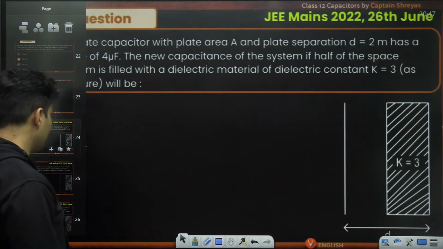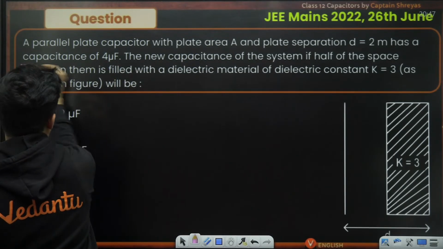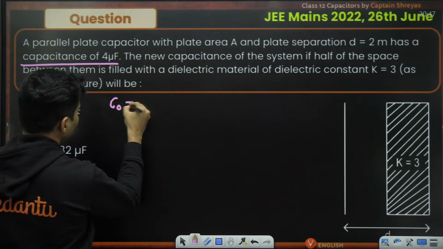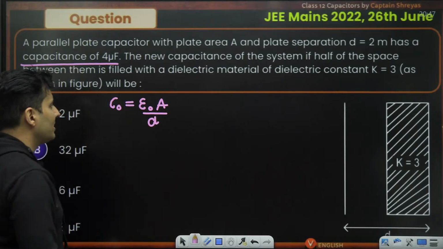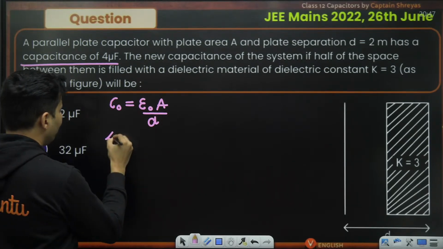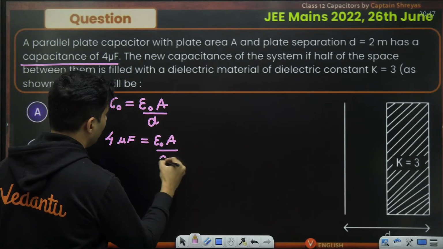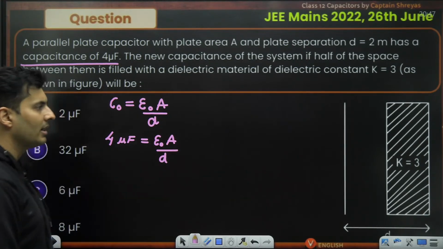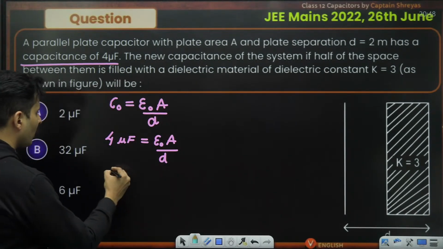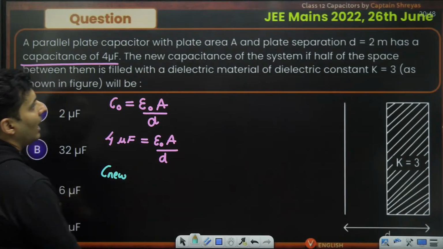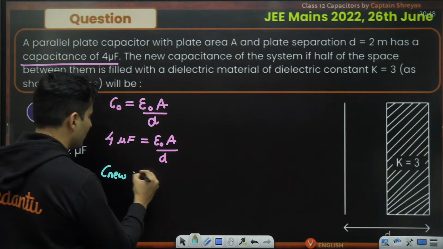Okay. So first let's solve this particular problem just for the old capacitance, which is C naught, which is epsilon naught A by D. So C naught is basically epsilon naught A by D, which is nothing but 4 microfarad is epsilon naught A divided by D. So when there is absolutely nothing in between. But the moment you place this medium in between, there will be a new capacitance, and the new capacitance is exactly what is asked.